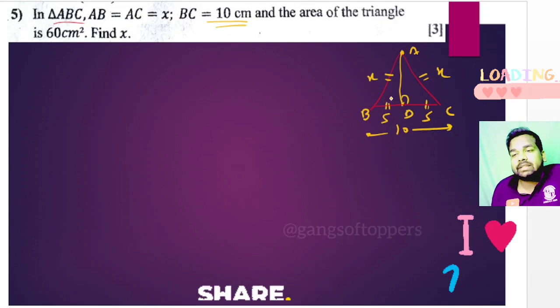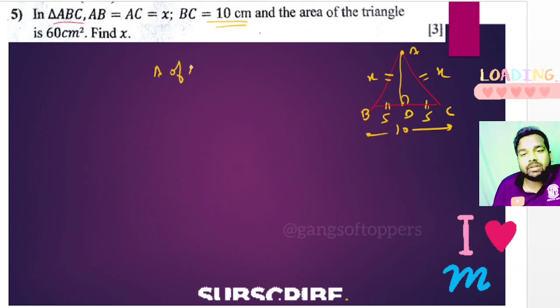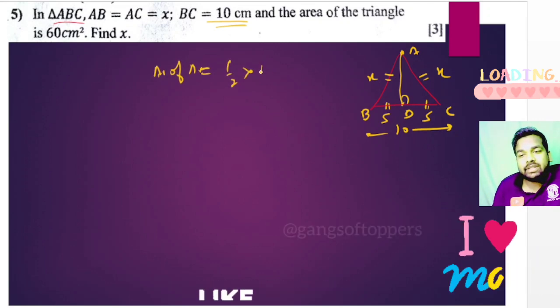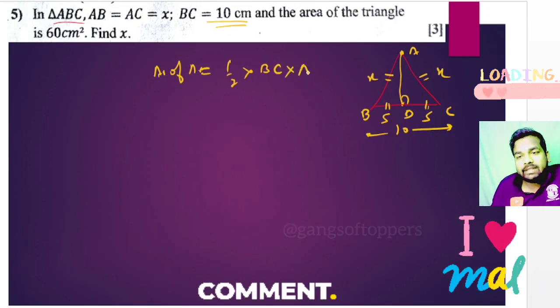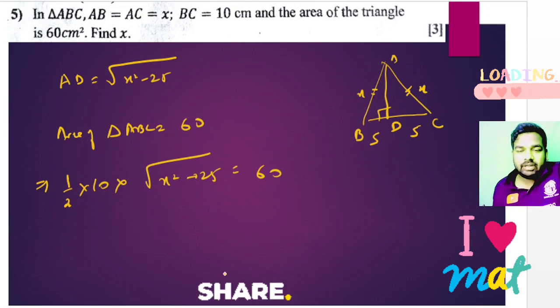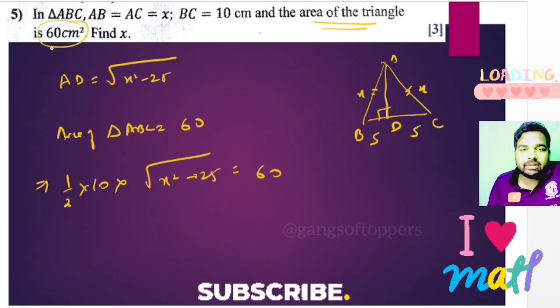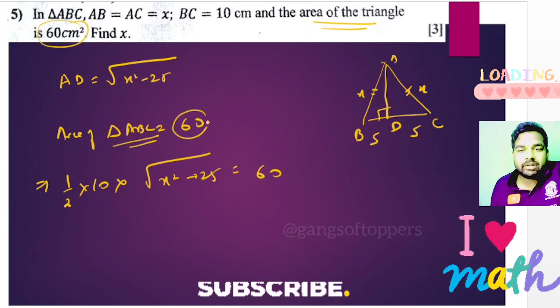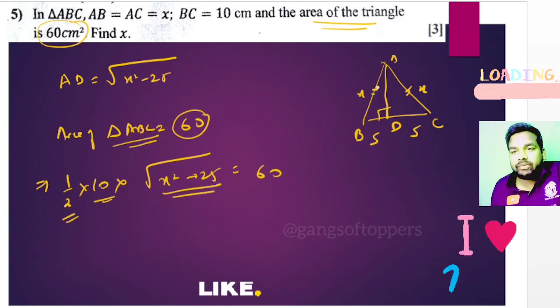Now utilize the formula: area of triangle is equal to half into BC, that is the base, into AD, the height. Once again, listen to the concept. The area of the triangle is given as 60 centimeter square, and we know the formula half into base into height. First of all, we are going to find the value of AD.